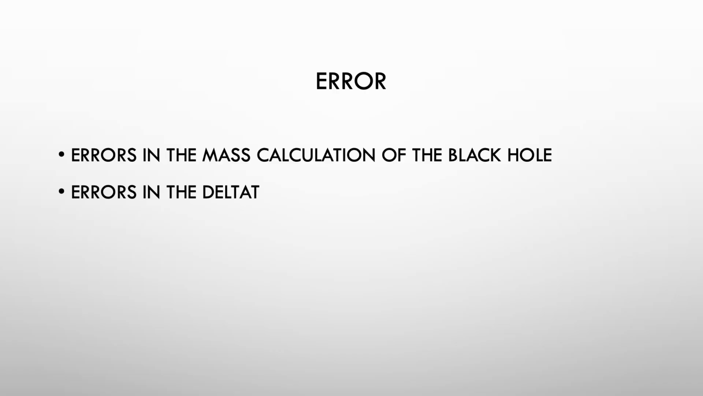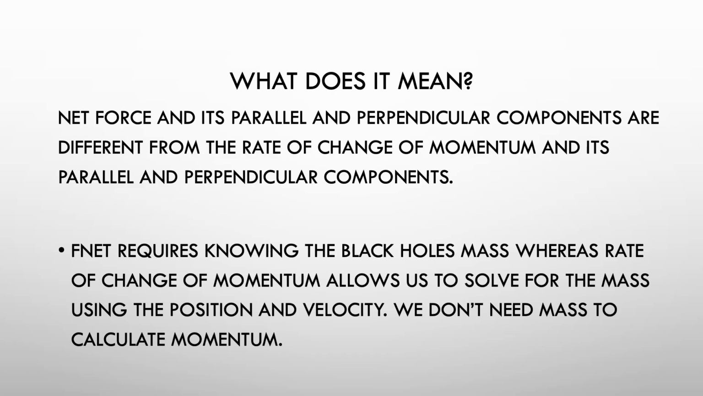What does it mean that the parallel and perpendicular components of net force are different from the rate of change of momentum in its parallel and perpendicular components? This is because Fnet requires knowing the black hole's mass, whereas the rate of change of momentum allows us to solve for that mass using the position and velocity. We don't need mass to calculate the momentum, which allows us to do this problem.